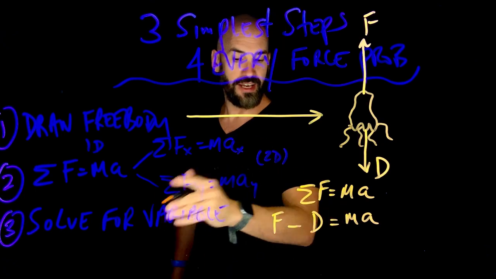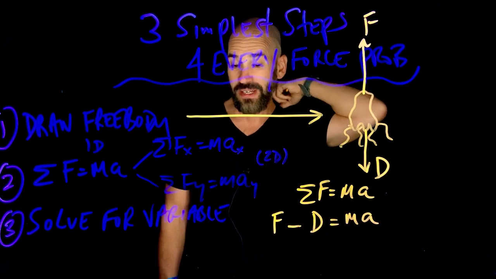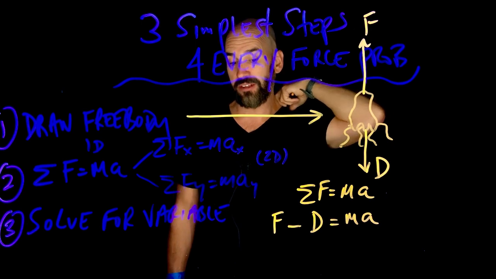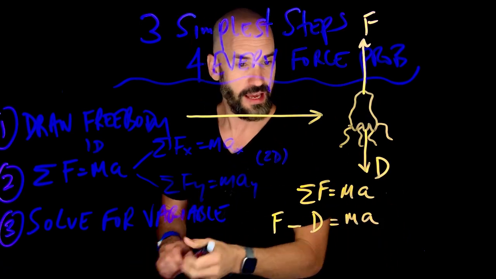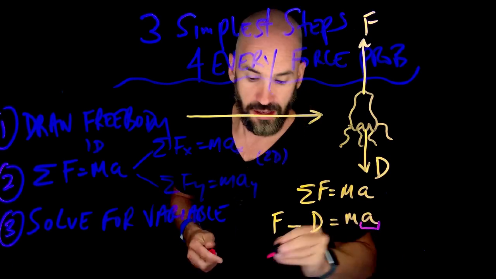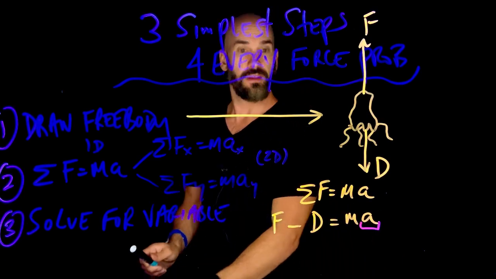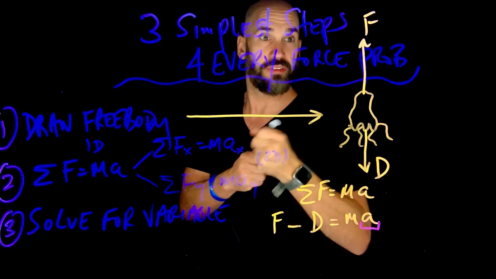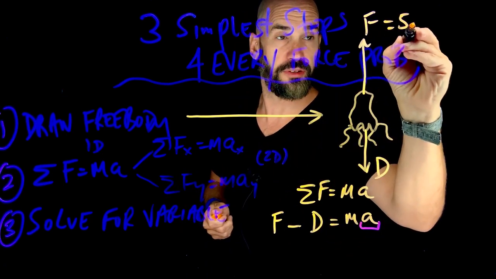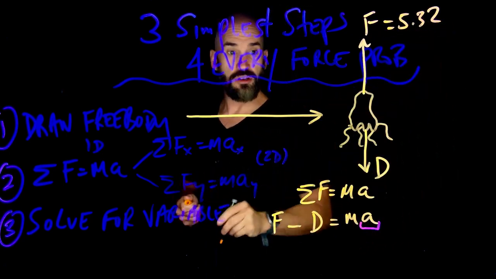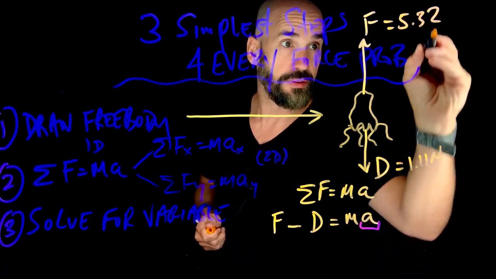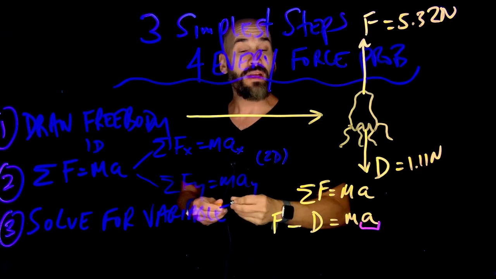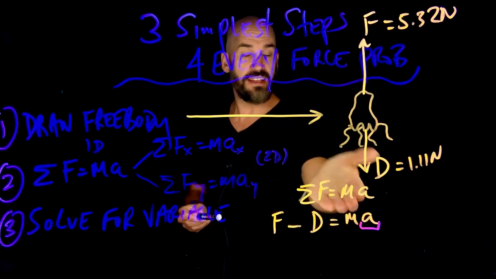What is part A asking for? It says, what will be the 220-gram jellyfish's acceleration? Ooh, check this out. We have acceleration, okay? We know the force because the problem gives it to us. It says it's 5.32, right? And we know the drag. The problem gives it to us. It says it's 1.11 newtons, okay? So all we got to do is sub in our stuff and solve for A.